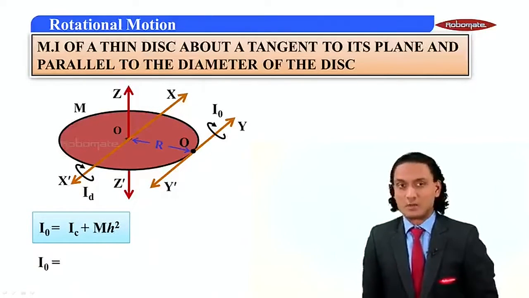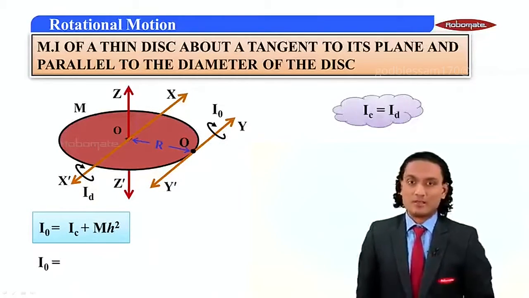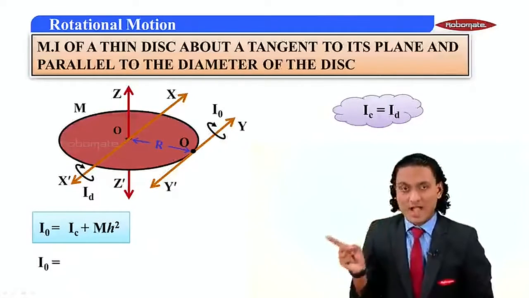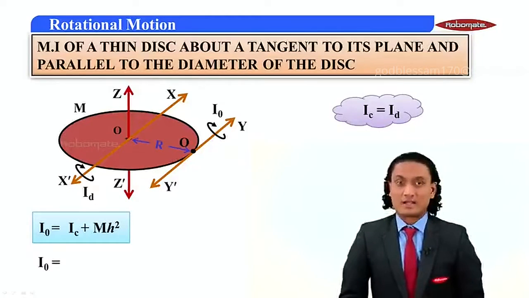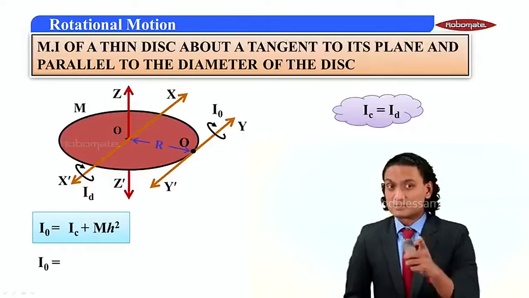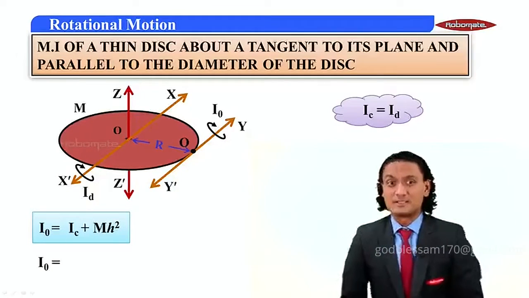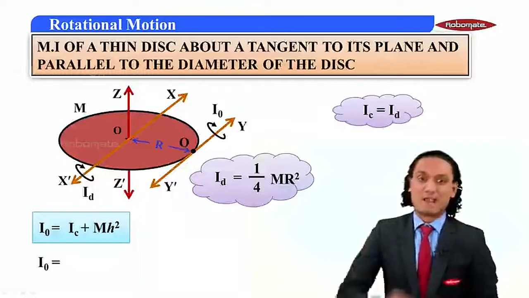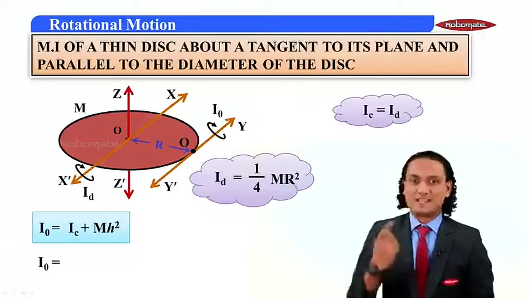So what is I naught? I naught is equal to, now what we can do here? We can write IC is equal to ID. Yes or no? See the diagram. IC is equal to ID. Alright. And we know the value of ID. Do you remember the value of ID? Yes. Last module we discussed. What is it? Yes. Very good. So you have revised. ID is 1 by 4 MR square. So instead of IC, I will write ID.